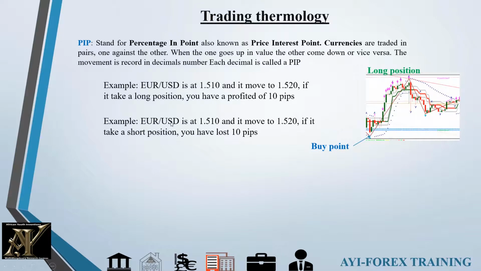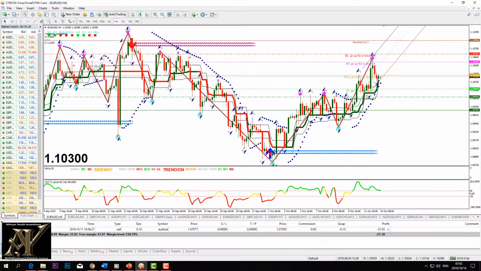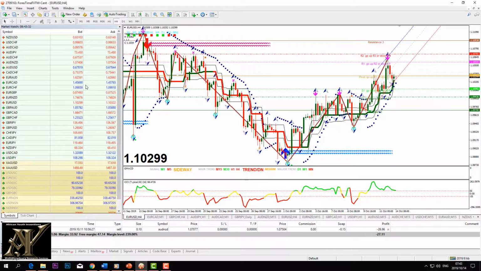Now, an example here, euro and USD. The euro is 1.510 and it moved to 1.520. If it goes short here, I am going to lose, because it's vice versa. This ratio varies. At the moment it's 10, it's 20, but in a few seconds it can vary. This can go down and this can go up. If I open the MetaTrader, you will see here how the price varies. This is 93, and then this goes to 29. You see 26 and it's changing down.